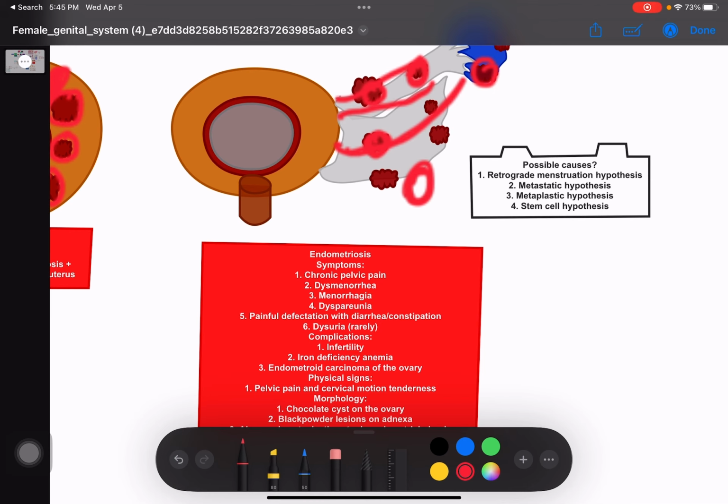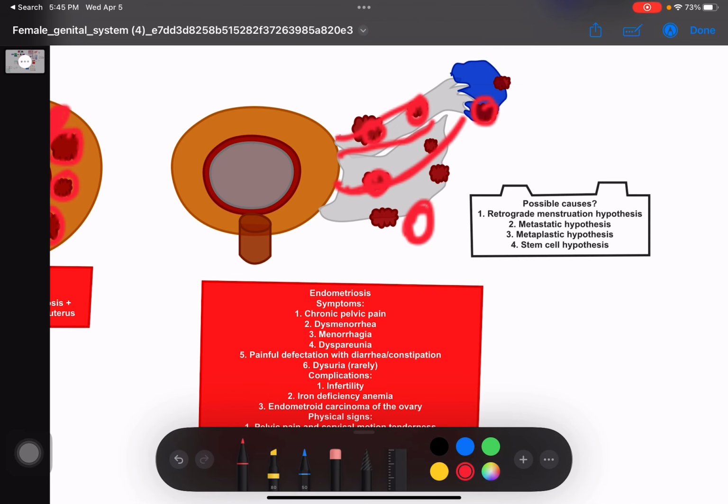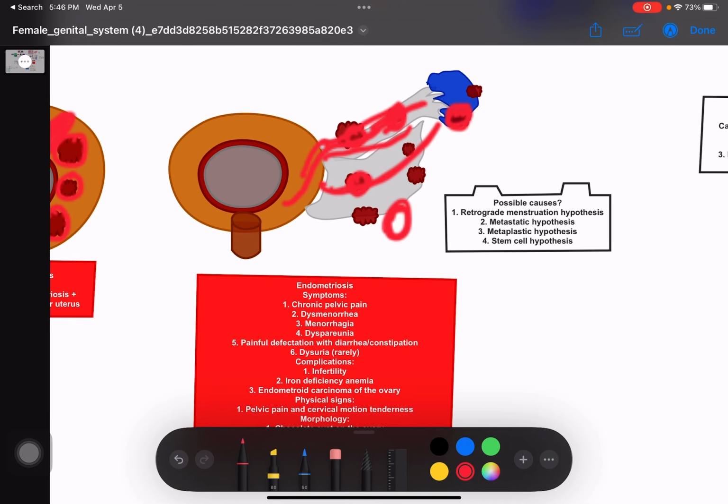So there are 4 hypotheses, none of which are proved. The most supported idea is the backflow theory. It was believed that during menstruation, due to menstrual backflow, the blood goes into the fallopian tubes and implantation happens. That's why they believe that endometriosis can be caused by that, but none of the theories have been proved, so we don't know the exact basis of this disease.